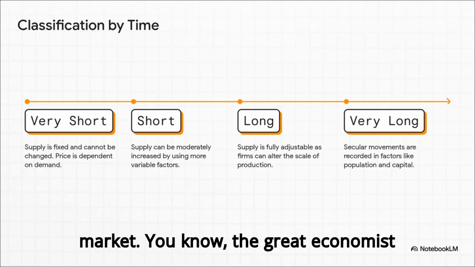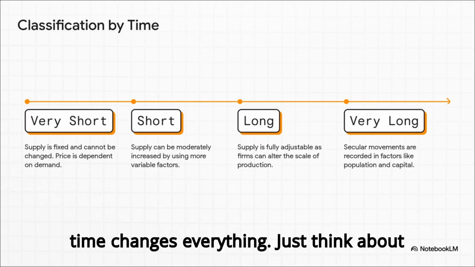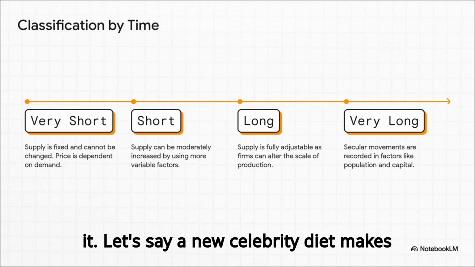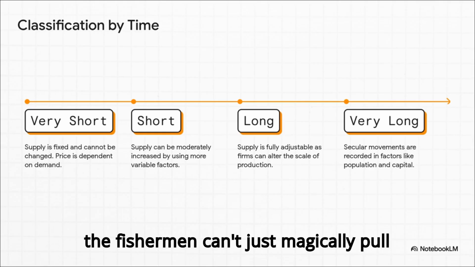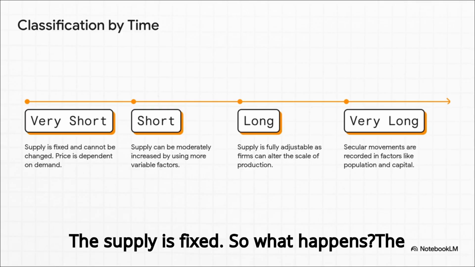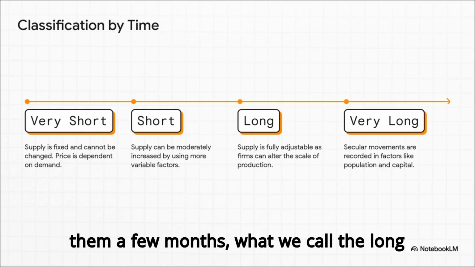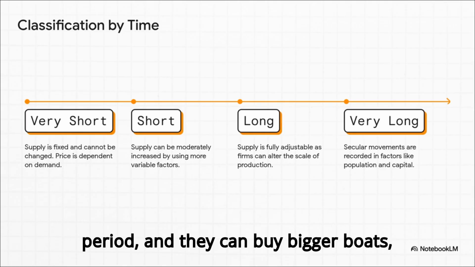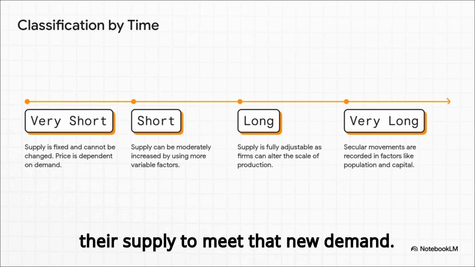The great economist Alfred Marshall pointed out that time changes everything. Just think about it. Let's say a new celebrity diet makes fish super popular, like overnight. Well, the fishermen can't just magically pull more fish out of the ocean that same day. The supply is fixed. So what happens? The price goes through the roof. But give them a few months, what we call the long period, and they can buy bigger boats, hire more people, and totally adjust their supply to meet that new demand.